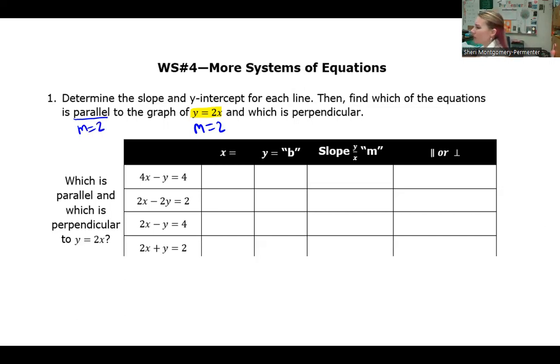Does anybody remember about perpendicular lines? What does their slope look like? It's flipped and it's opposite sign. So if the original slope is 2, then we have to flip it, so it will be 1/2, and we have to make it negative.